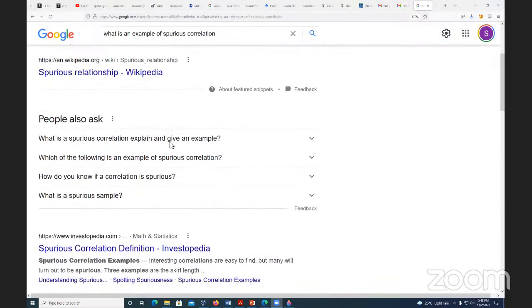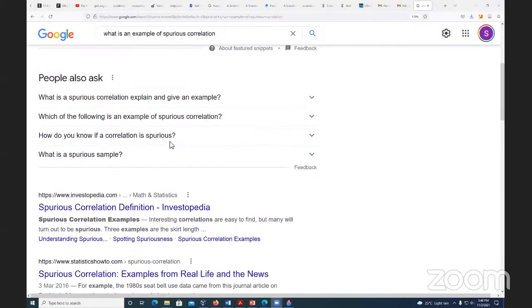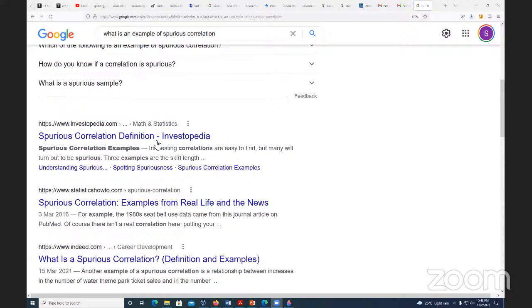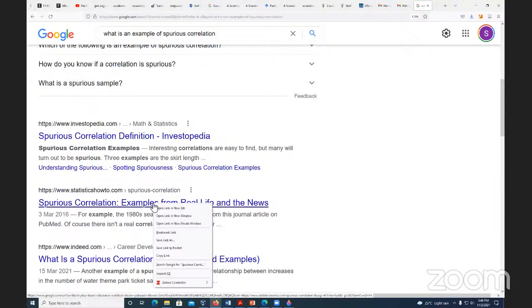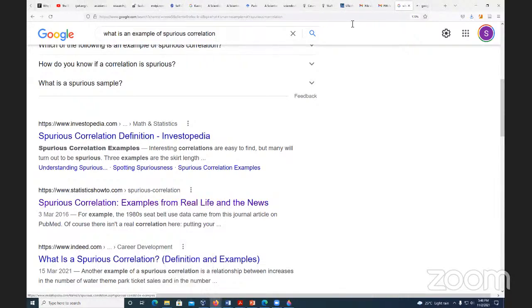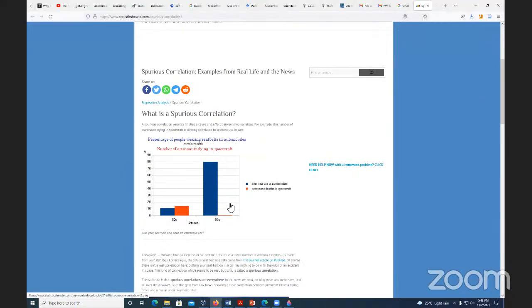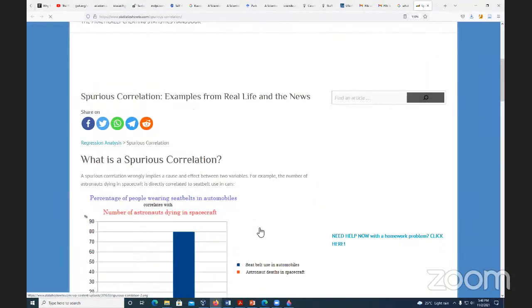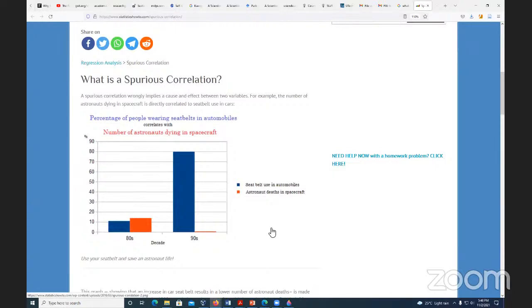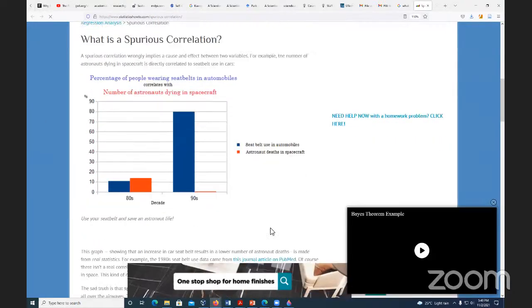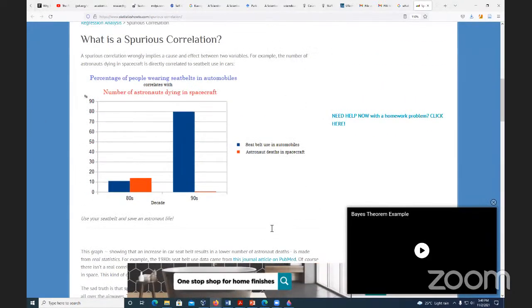Should we look at Wikipedia's correlation examples? Let's look at statistics, spurious correlation. Sorry, the word spurious just means something that's not correct. So let's see if we can find one.